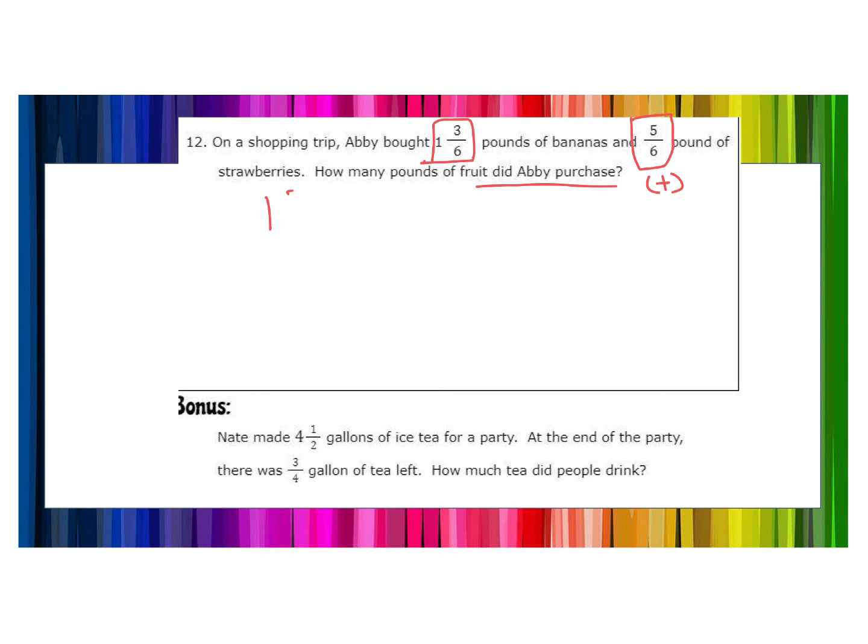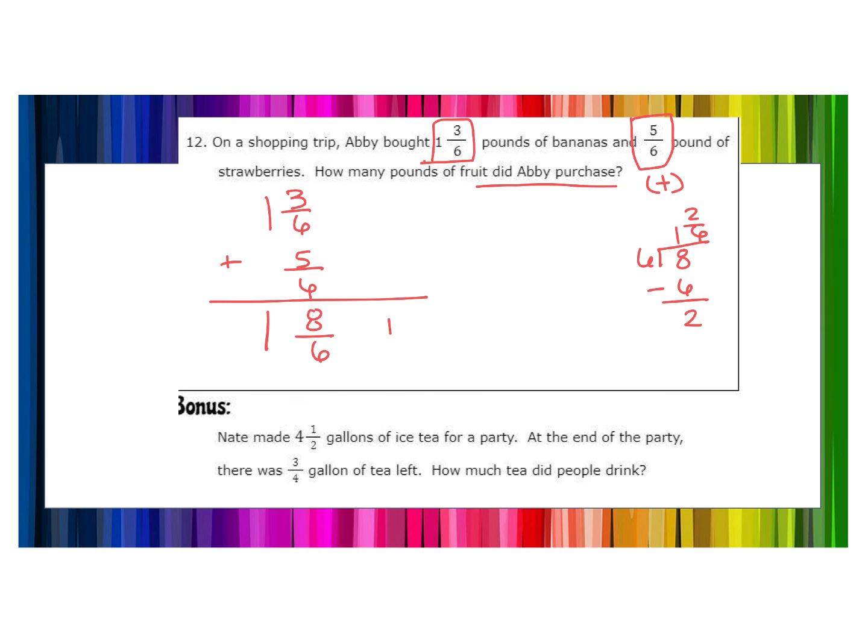We have 1 3/6 plus 5/6. My denominators are the same, so I can keep it the same. So 3 plus 5, bring down my 1, 3 plus 5 is 8 over 6. But can I keep that? No, I cannot. So I have to do 6 into 8. Goes one time, gives me 2, 2/6.